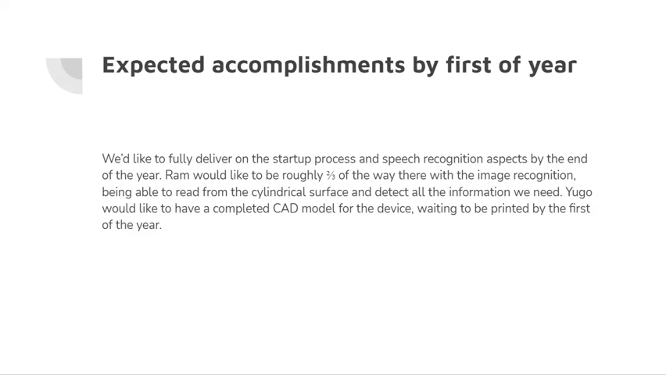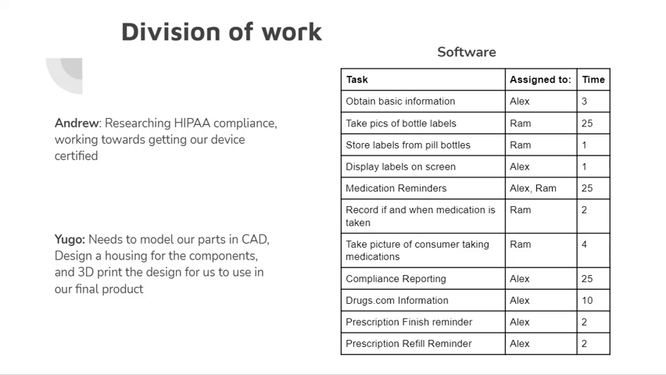So I'm running out of time here, but as far as the division of work goes, Andrew being a pre-med student, he's doing a lot of research. He's doing research on the HIPAA compliance and working towards getting that certified. Hugo is a mechanical engineering student, so he's working on modeling in CAD, designing housing for the components, and eventually 3D printing the design for us to use.